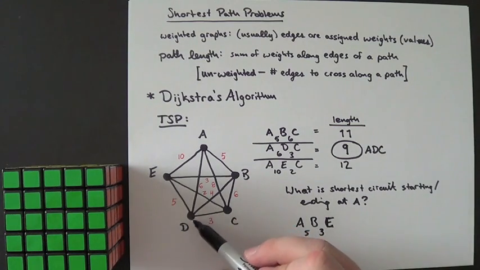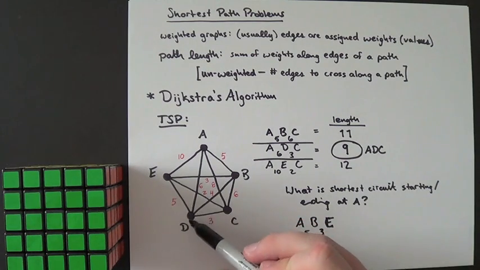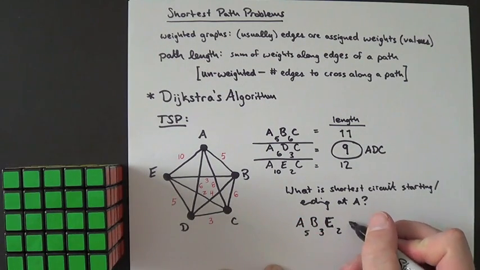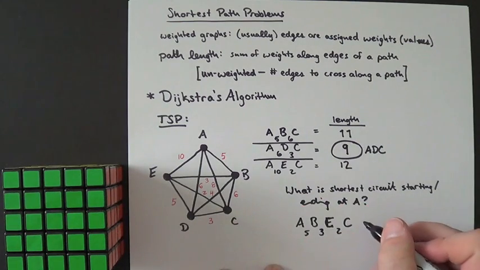Now I'm at E, I have to travel to D and C. You can see where it's going. E takes 2 units to get to C, 5 to get to D. So we'll go to C. Finally, we have to go to D and then back to A.